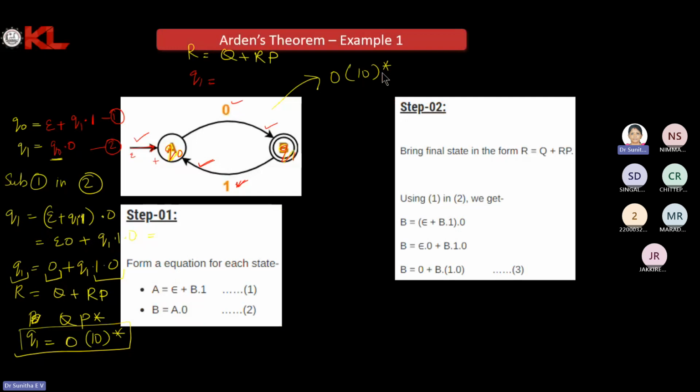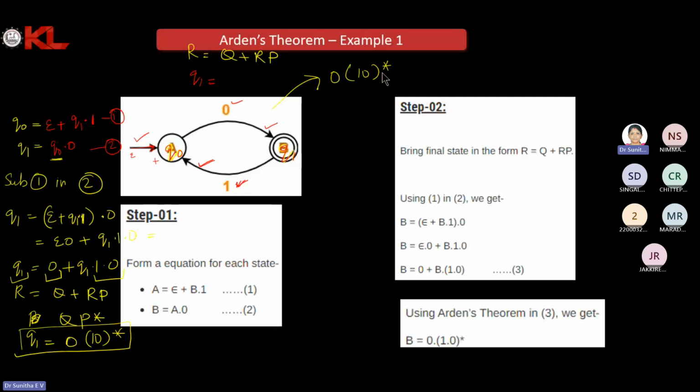Here they have used only the A and B notation. That is why I have written it in the form of Q1. Any expression you have to reduce using this expression. And if we have any expression like this, we can always reduce it into QP star format.